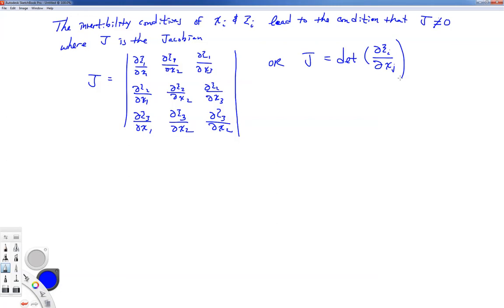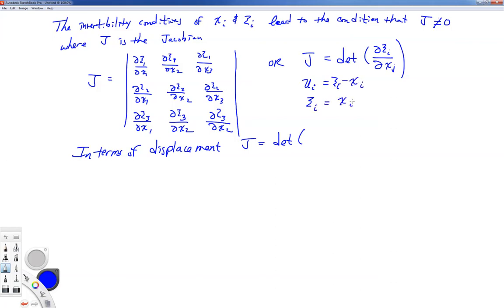We can express the Jacobian in terms of displacements as well. Okay, so we have the determinant of the partial derivative of xi with respect to xj. We wrote the displacement as equal to the final minus the initial position. The final position can be written in terms of the initial position plus the displacement. So on the top of this expression, we can have the partial derivative of xi plus ui. And on the bottom, we have the partial with respect to xj.